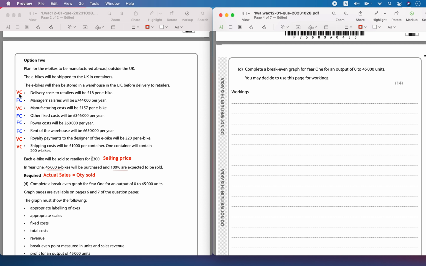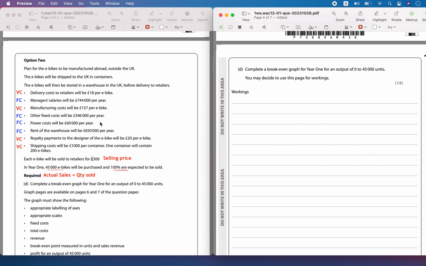For option 2, they have different fixed and variable costs projected and estimated. They have a budgeted quantity that was sold and they have given a selling price. Now for this they want you to complete a break-even graph, but for the break-even graph you need everything: the fixed cost, the variable cost, and the total of fixed and variable cost, the total cost.